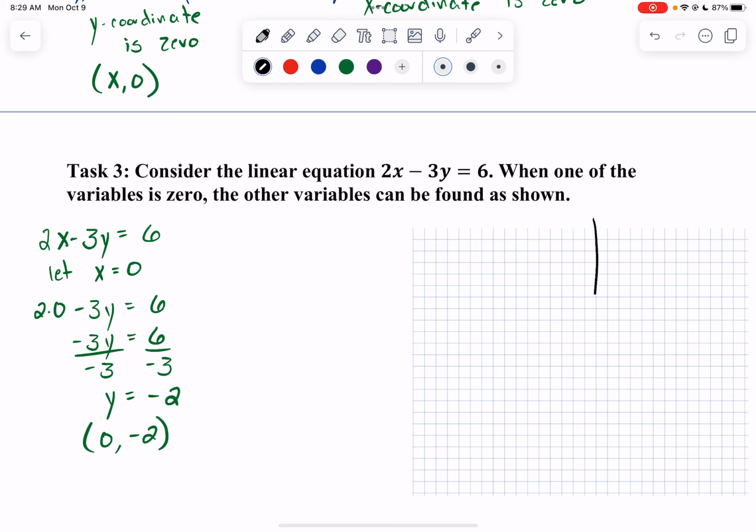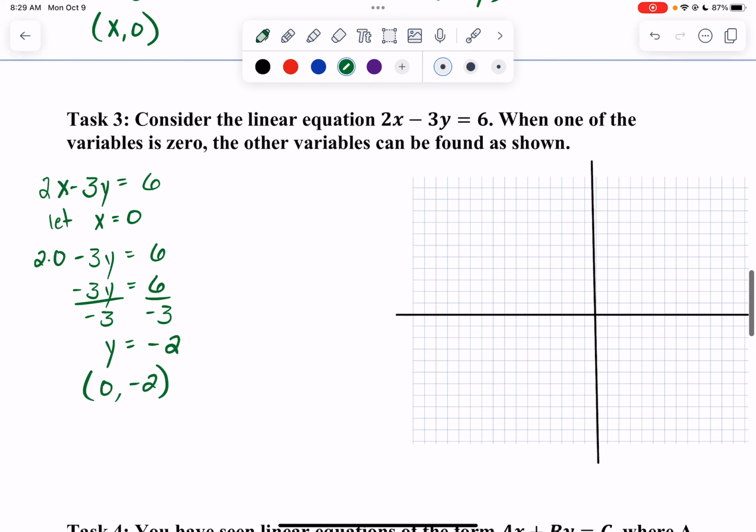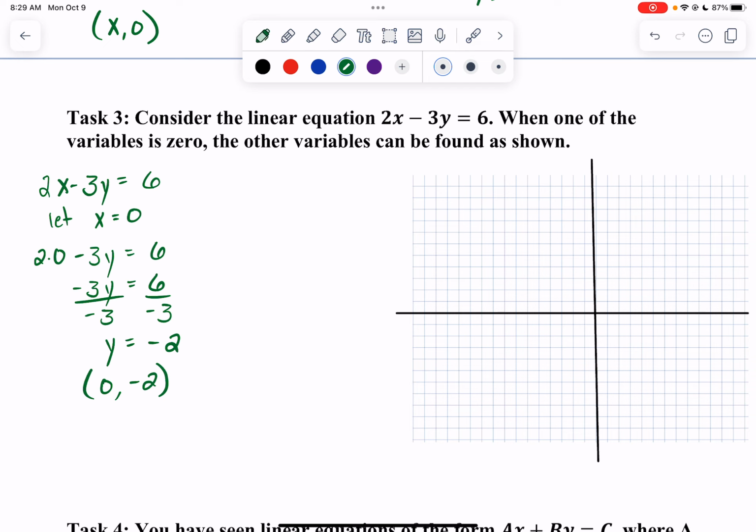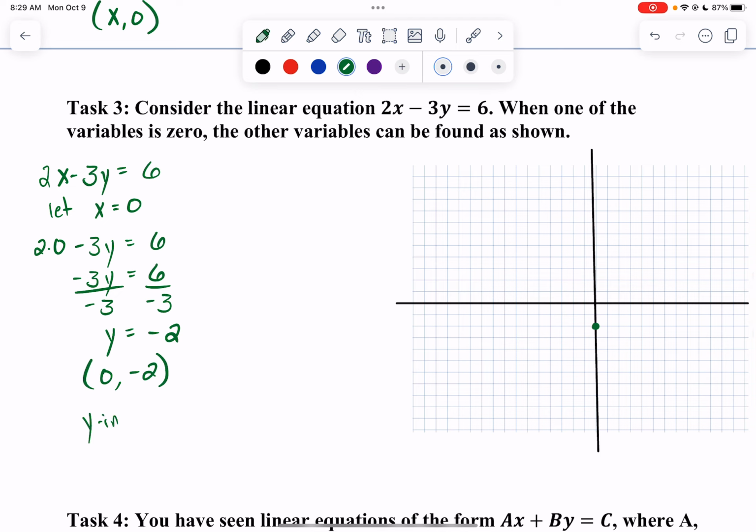So we can come in and graph that. Sorry, it's not snapping like it's supposed to. Okay, so we're going to graph this point, (0, -2). So we go left and right 0, down 2. Right there. So that looks like that is the y-intercept. If you can't remember which one you're finding, let one be 0, graph it, and you'll be able to find out from there.